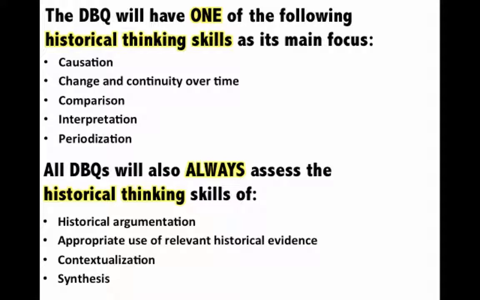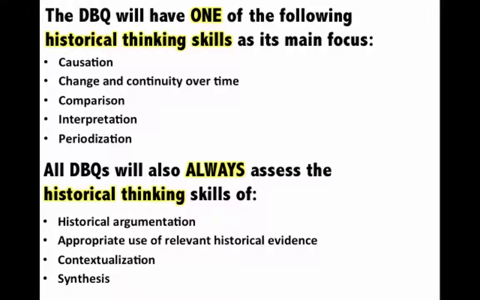And one of the big changes is every DBQ will have one of the following historical thinking skills as its main focus. So you may get a question that is featuring the skill of causation. You know, basically, why does stuff happen? Lots of events in history have many different reasons. You're going to have to analyze the impact of those reasons, the long-term and short-term reasons for things.